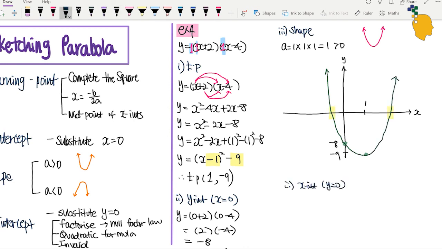But it's really easy to find. Since it's already factorized, all you have to do is switch the sign. x is negative 2 or 4. So put that down on your graph, and that's the complete parabola of your equation.